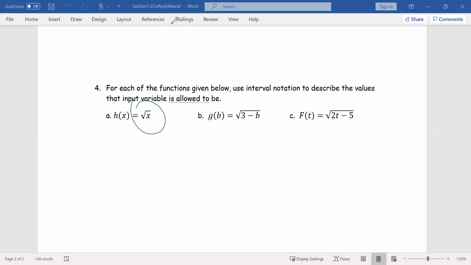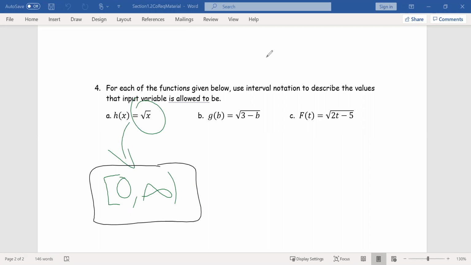Is 0 allowed? Can we take the square root of 0? Yes, we can. So for this first function, since it's just the square root of x, we could start at 0, because that is the lowest amount we can have. We can't have numbers below 0 because we can't have negatives. But then we can have any number bigger than that, right? So we can go from 0 all the way up to positive infinity. And so that would be our set of possible input values there.